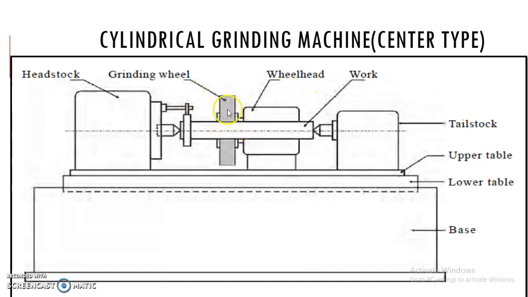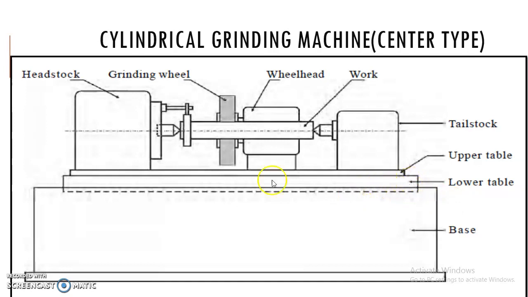You can slide or move this wheel head to any location along the length of the bed. This entire structure is mounted on the upper table, and the upper table can be swiveled at any location up to 10 degrees, but the lower table is mounted on the base. You can observe it here. This is called a strong base, which is used to support all these elements and withstand the vibration generated due to the grinding operation, and the guideways are provided above this base, above which the lower table is mounted.